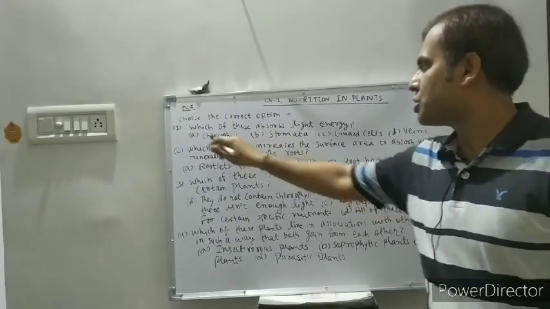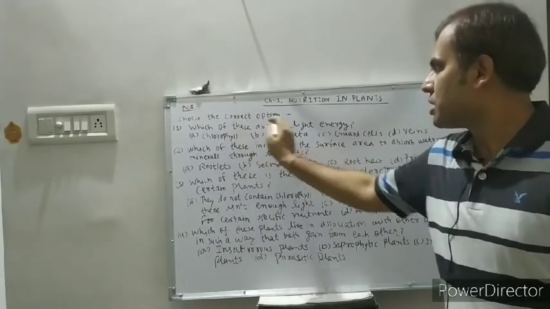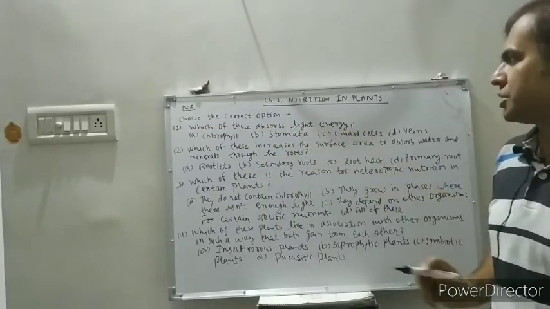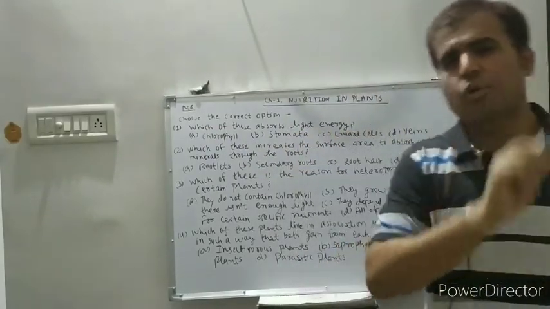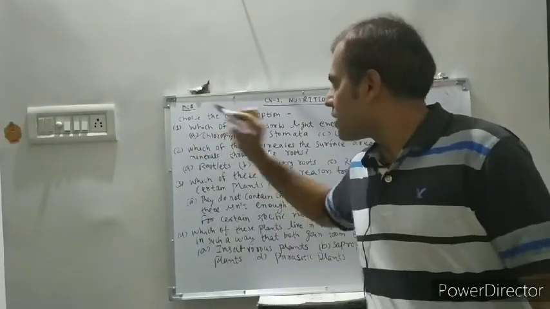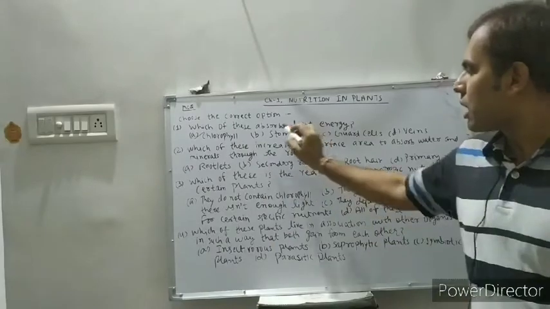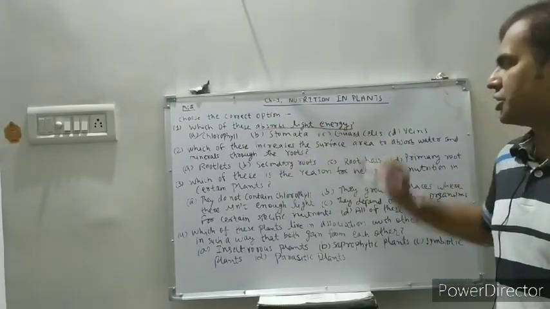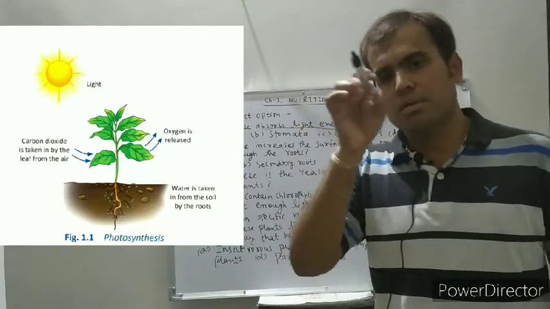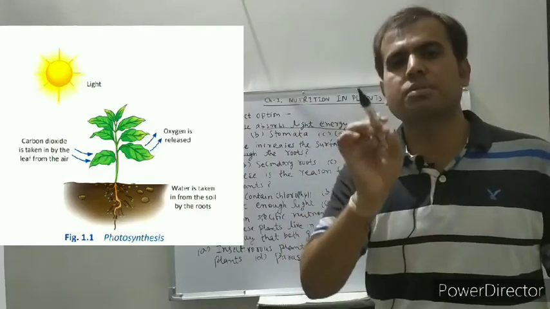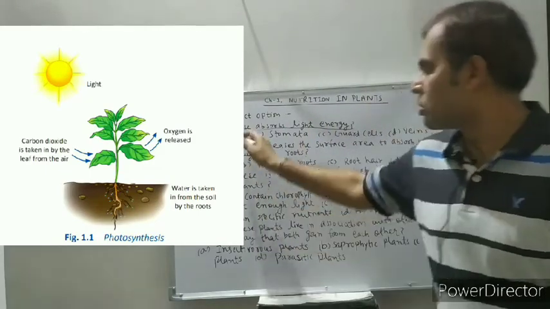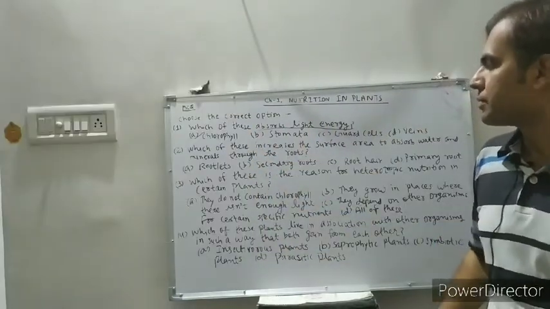So first question, choose the correct option. Which of these absorbs light energy? See, in the photosynthesis process, chlorophyll is used to absorb the light energy. Chlorophyll, which is present in the plant leaves, absorbs light energy. Okay, so the correct answer is chlorophyll.